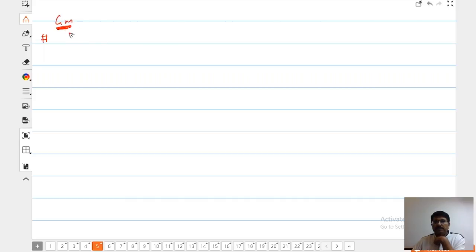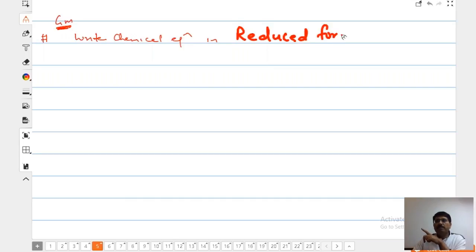Guru Mantar, for half cell, write the chemical equation in reduced form only. Please mind it. The equation, if it is a half cell, has to be written in reduced form only, beta. Please remember this thing. Otherwise, you might commit a mistake.